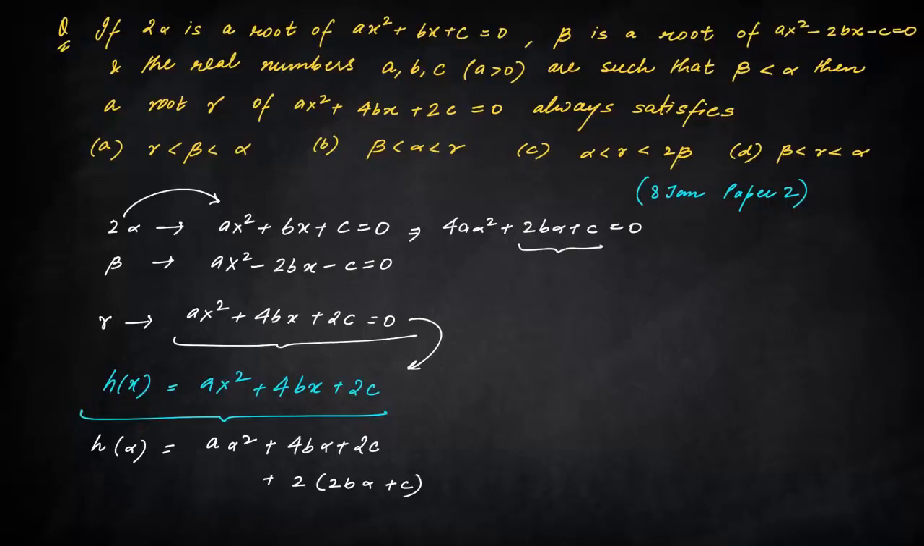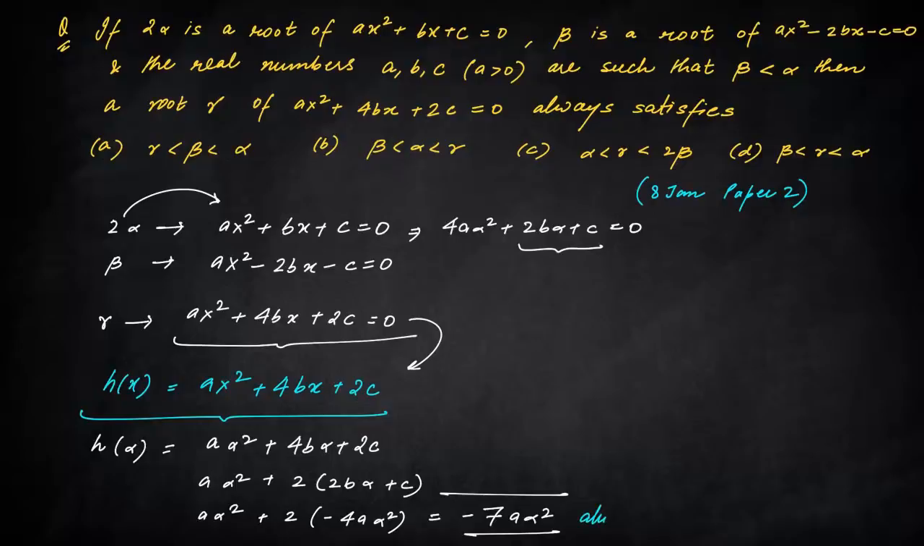Put the value of this from here. If you put the value of this from here, what will it be? 2 times minus 4a alpha square, and if you notice, this comes out to be minus 7a alpha square. And what is so beautiful about this fact? This is always negative. The best part about this is it is always negative. Why is it always negative? Because a is given to be positive. Read the question here, a is given to be positive. If a is positive and alpha square is already there, so H alpha comes out always negative. Similarly, we'll try to figure out H beta.